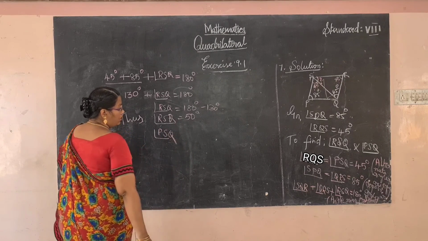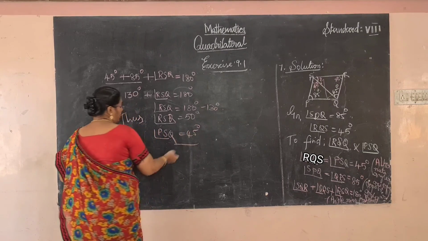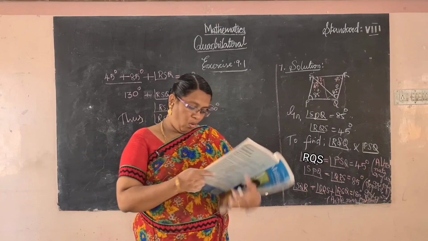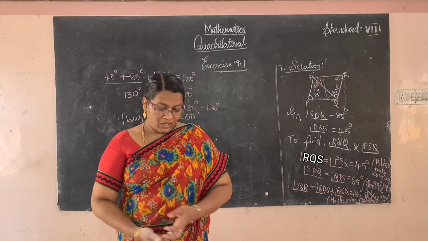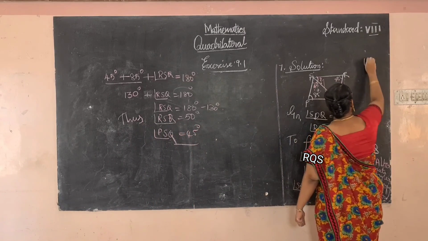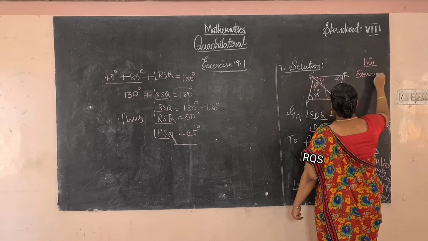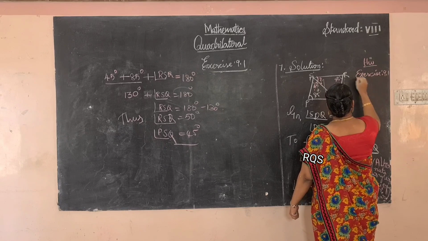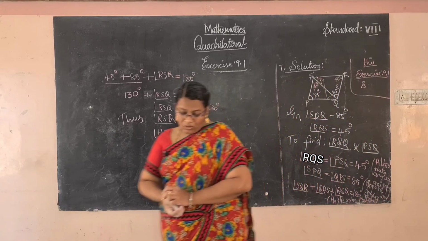PSQ is equal to 45 degrees. That's all. And the eighth one is homework. Exercise 9.1, eighth one. Only the eighth one is given as homework.